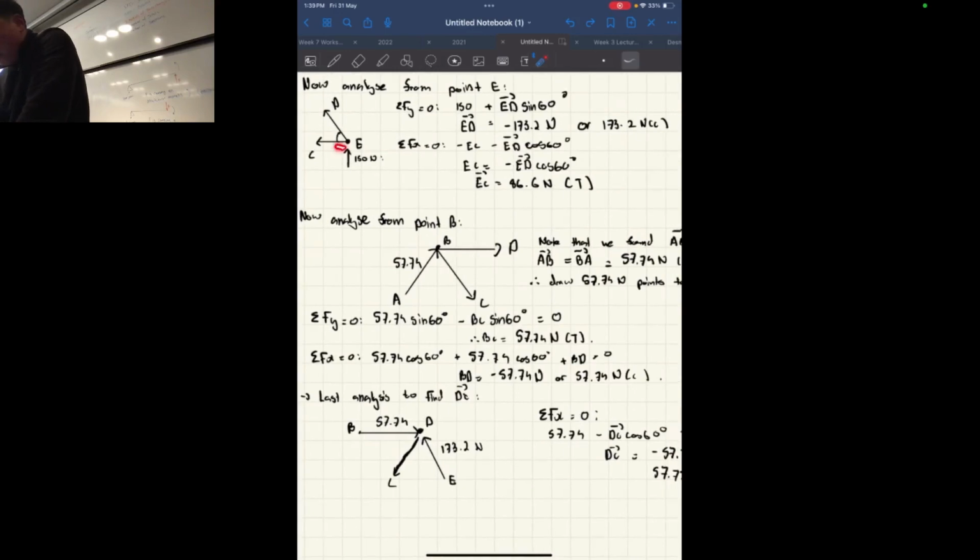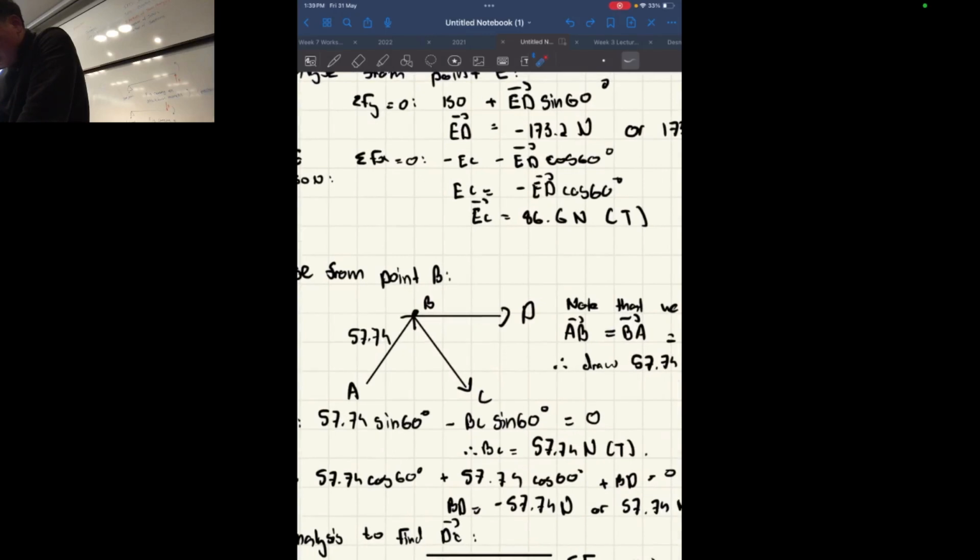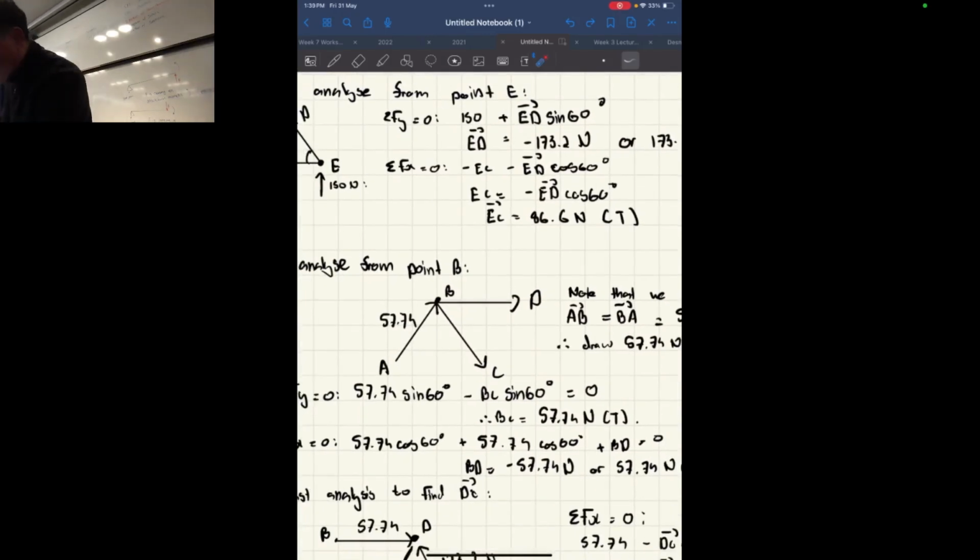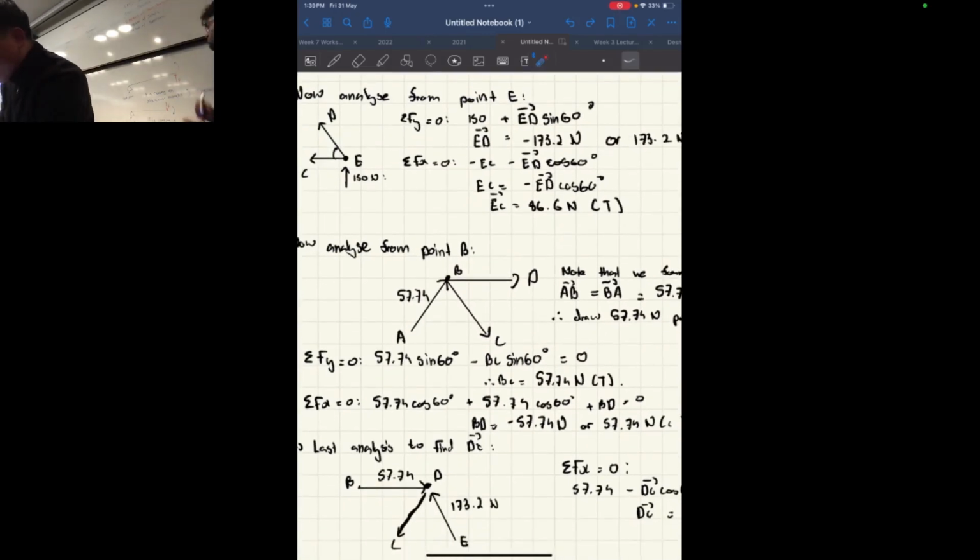EC here is pointing this way, so negative EC minus ED cos 60. By the way, in every method of joints, just assume the members are acting in tension, so pointing away from the joint, because if we get a negative, we just redo the diagram again.